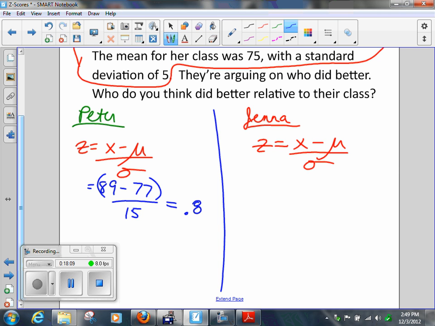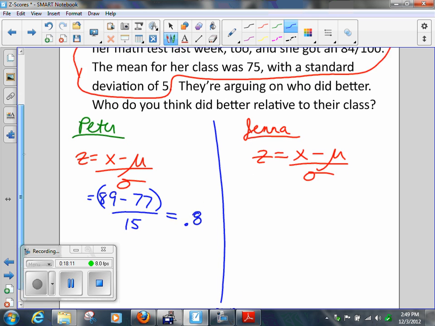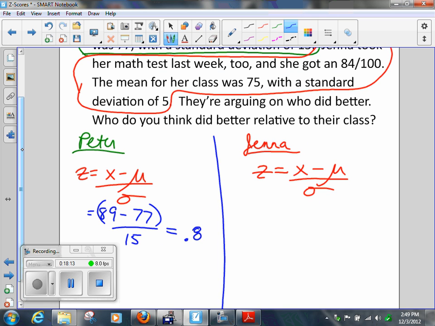All right? And then Jenna, we're going to have 84, because she got 84 on her exam. We're taking away the mean, which is 75, and the standard deviation of 5. And when you figure that, her z-score ends up being 1.8.